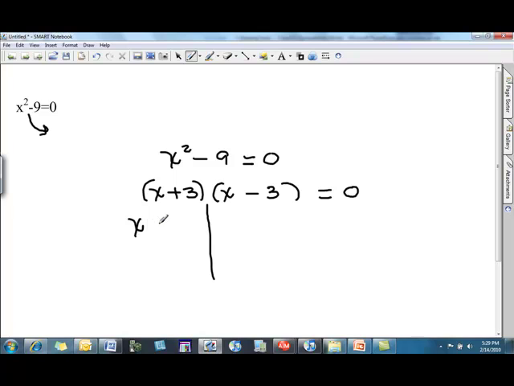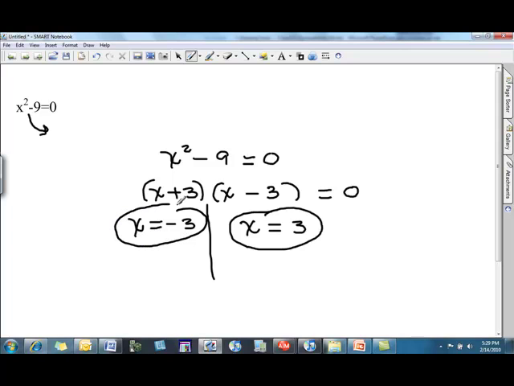Set it equal to 0, just like we did on the others. And there are two zeros here. One is 3, one is -3. That's how you would do it if you were factoring. And there are several of them that can be factored. There will even be some that are already factored for you.